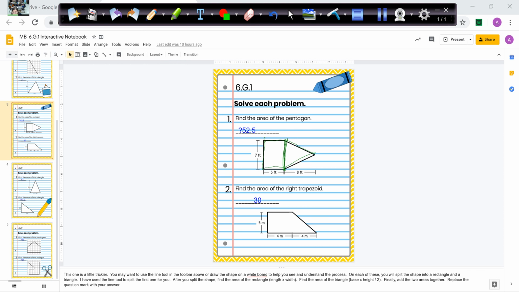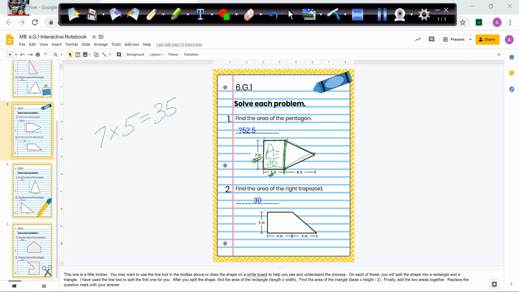Okay. So what I'm going to do is find the area of this rectangle first. And that's the easy one. All I have to do is the length and the width. So the area of the rectangle is just 7 times 5. 7 times 5 equals 35. So the area of the rectangle here is 35, okay?